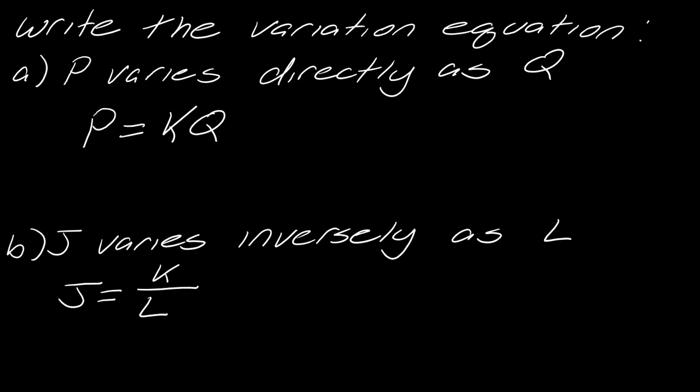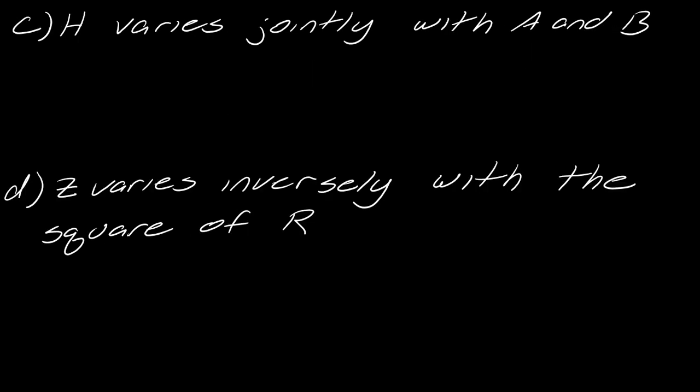So that's kind of the thing I want you to work on first, is just writing these down. This is really the key. So go ahead and pause the video and try the next two. So for C, I have H varies jointly with A and B. So H varies means that's going to be my H equals, and then jointly, so that's K, and I'm going to multiply K by A and B.